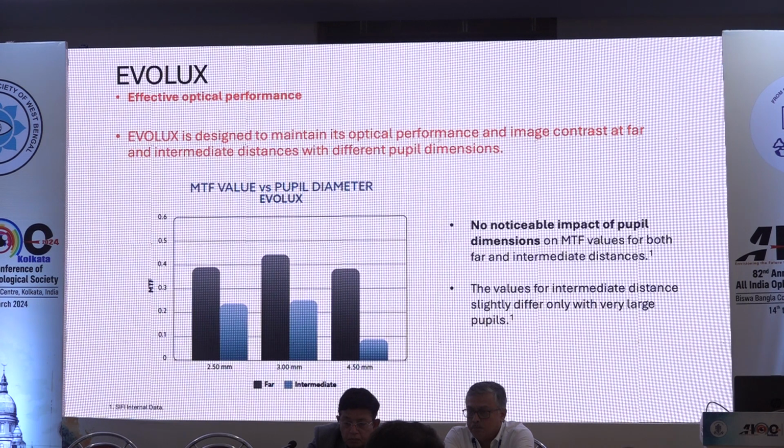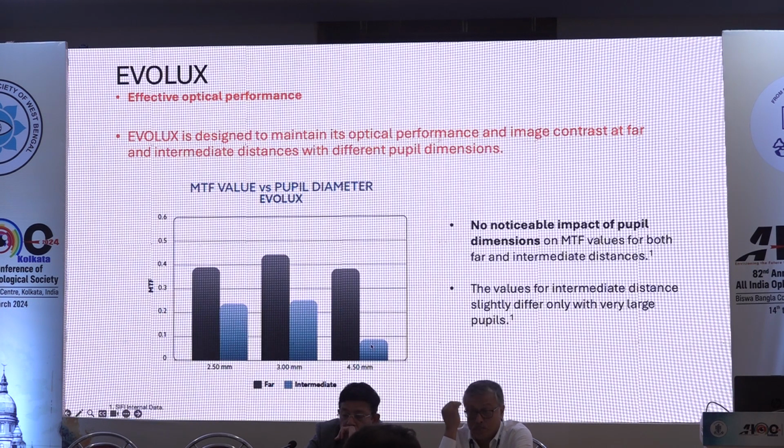If the zone is very small... these lenses are basically a combination of spherical and negative asphericity in the central part, so the zone of the area is very important. As it has 4.5 millimeters, it can give good quality vision up to a 3 millimeter pupil. And you see, if the pupil size is 4.5, the intermediate vision drops down.